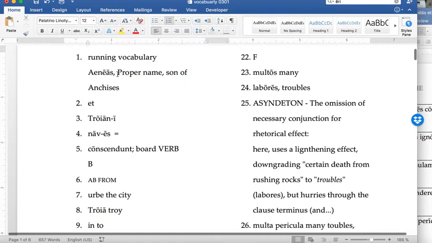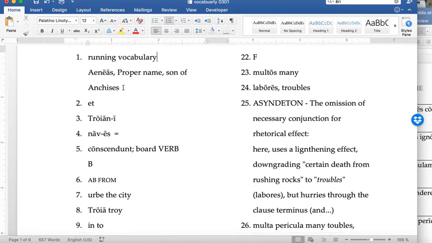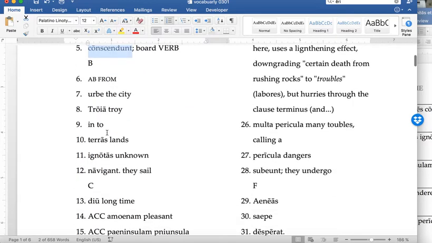Aeneas is a proper name, son of Anchises. Et Troiani, Trojans. Most of the time I won't be able to type out the words for you. It just would take too long. So, the Trojans, ships. Naves, conscendunt, they board. So the Trojans board ships.